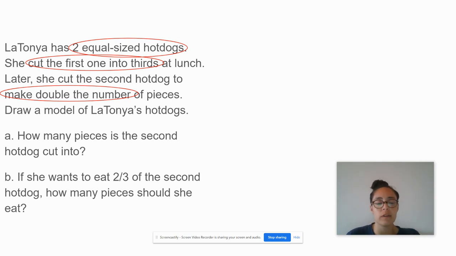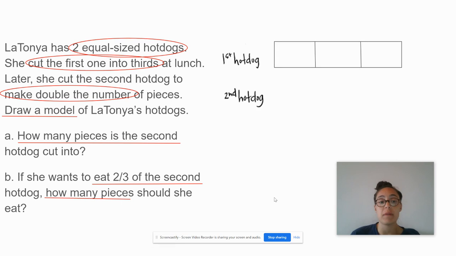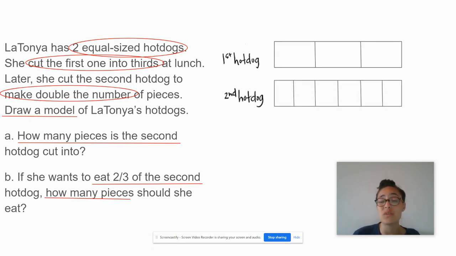Before I do that, though, I want to look and see what the question's asking me, what I need to really focus on. So I need to draw a model, and I need to find out how many pieces is the second hot dog cut into. And I want to underline that if she wants to eat 2/3 of the second hot dog, how many pieces should she eat? So I have my first hot dog of 3 pieces and my second hot dog into double the number. So you can draw 2 pictures just like I did.